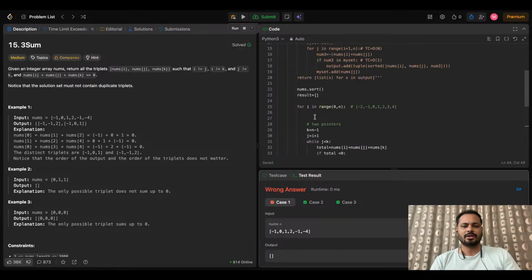So in the next iteration, if this for loop goes to the next element, this i goes to the next element, then this element should not be equal to -1. So what will we write as the condition to handle the duplicates?